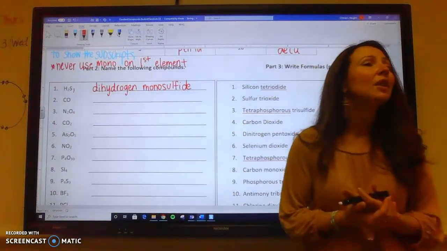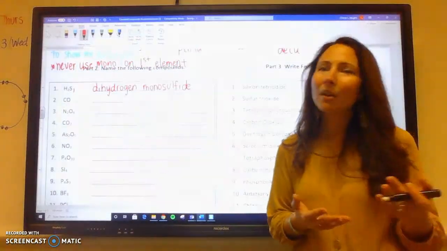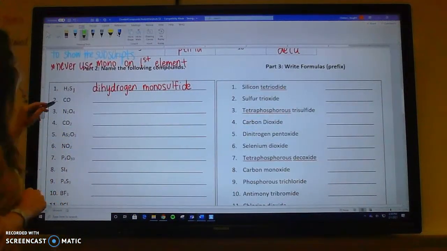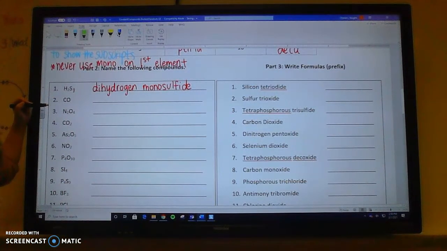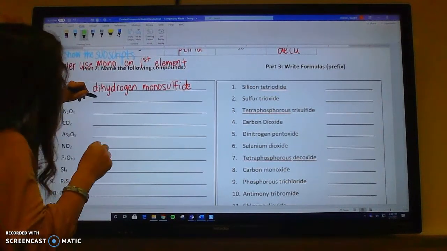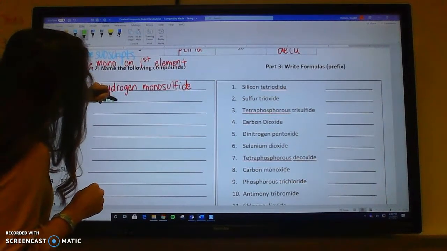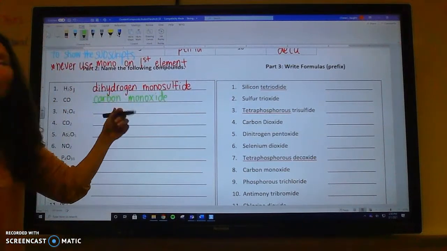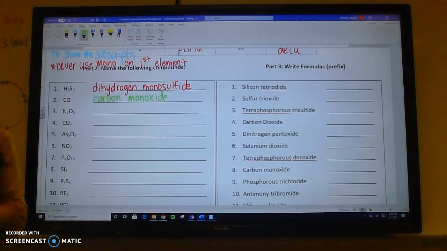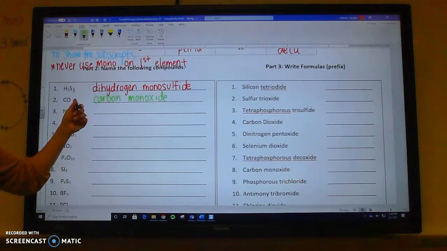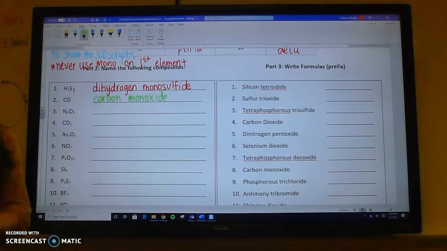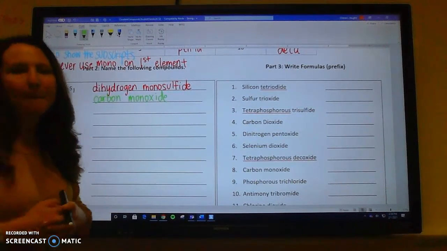Well, that's great, but then we get to number 2, and it's like, don't use mono on that first one. So the second one is not monocarbon monoxide. It is just carbon monoxide. We don't use mono on that one. But I'm trying to tell y'all there won't be one that tricky on your test. If mono is in one of the options, it's not going to give you monocarbon monoxide as one option and then carbon monoxide as another. It's going to be more obvious than that.